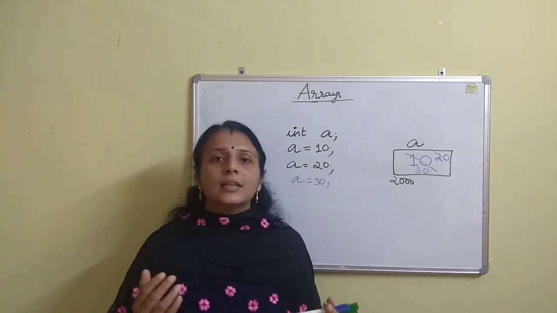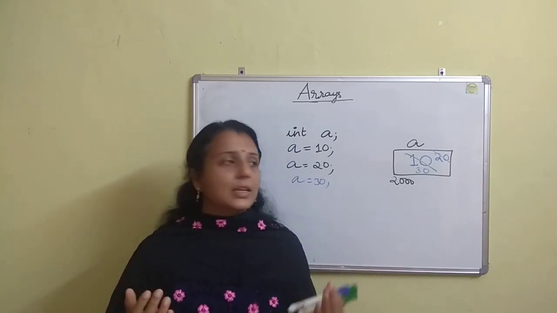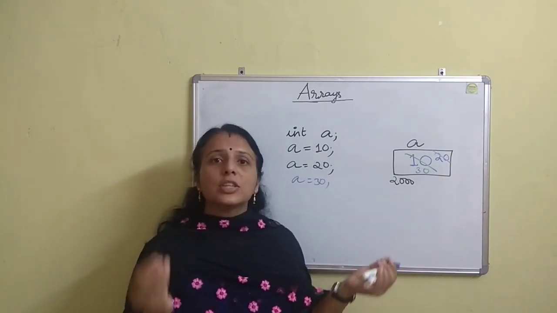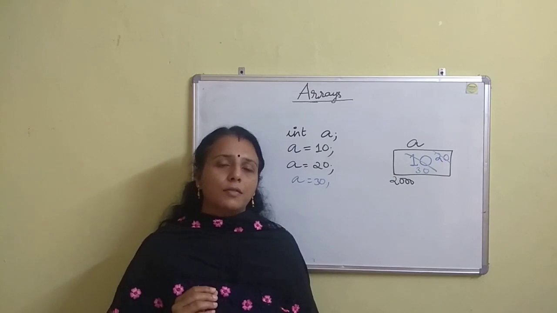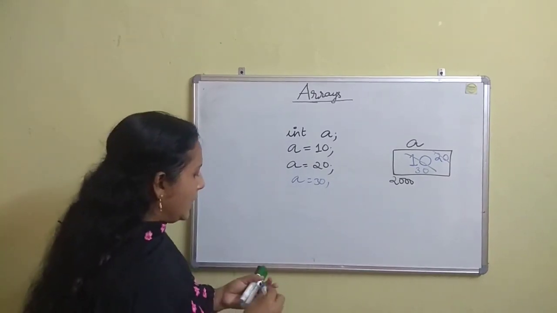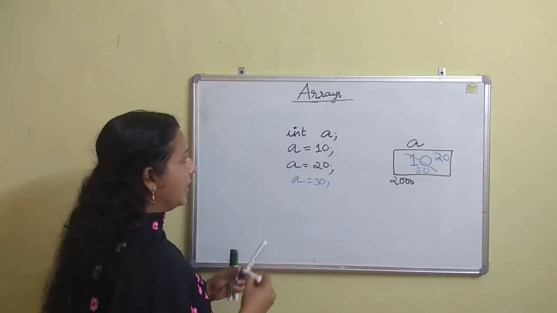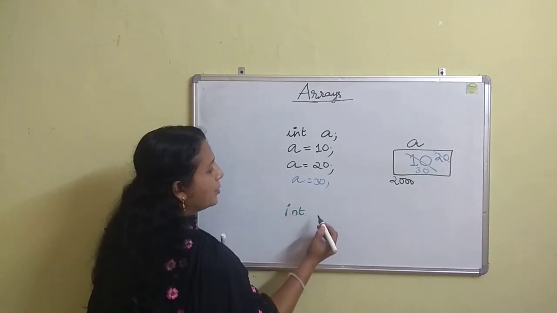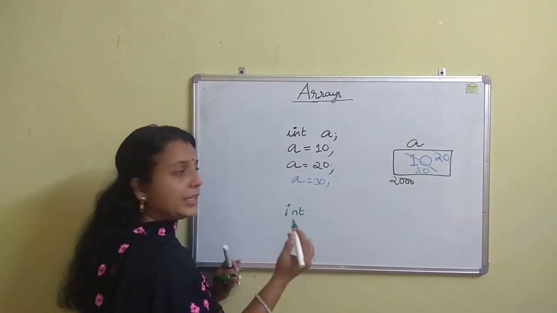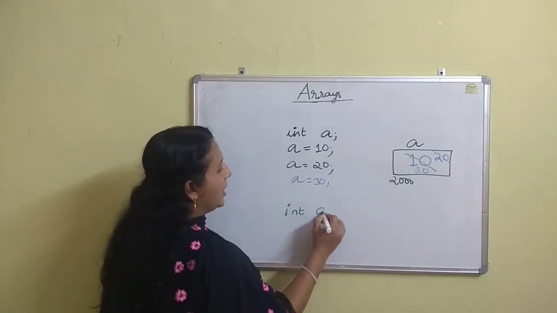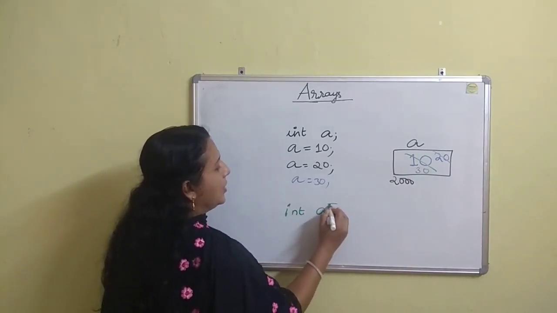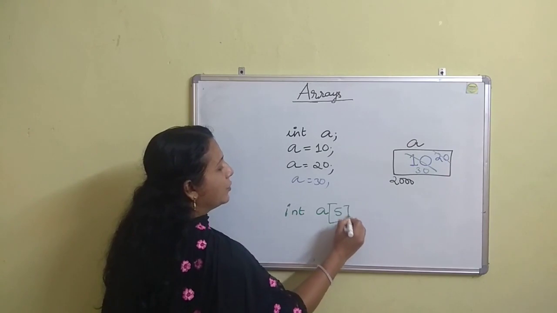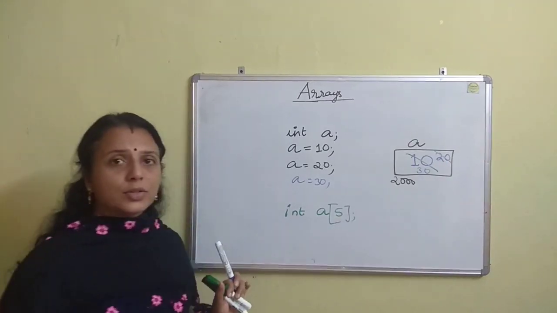And when the array is of floating type, that means it is going to hold elements which are of floating type. Okay, so the declaration of an array is this way. So this is your declaration. Int, suppose you are declaring an array with integer data type. Your array name is A, and you have to provide the size of the array also.